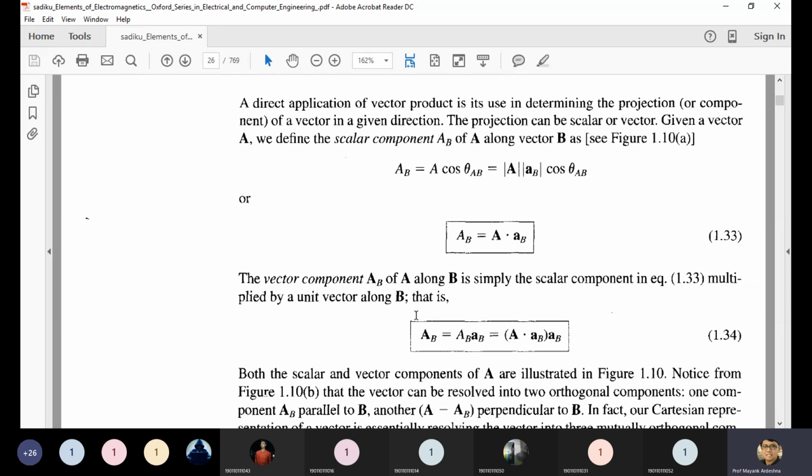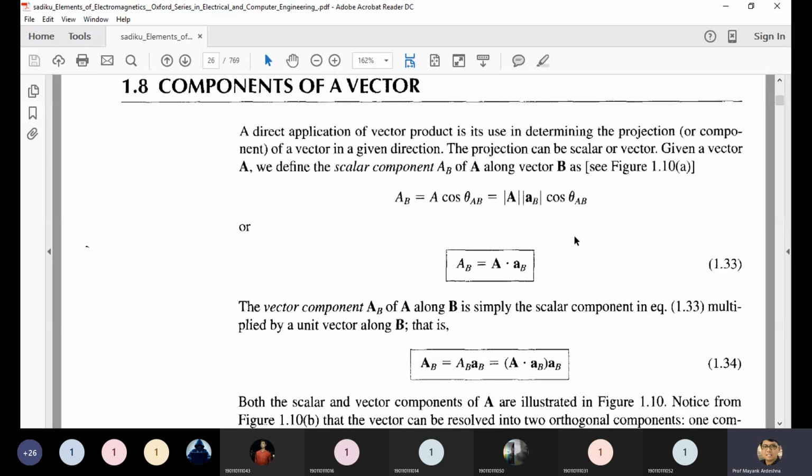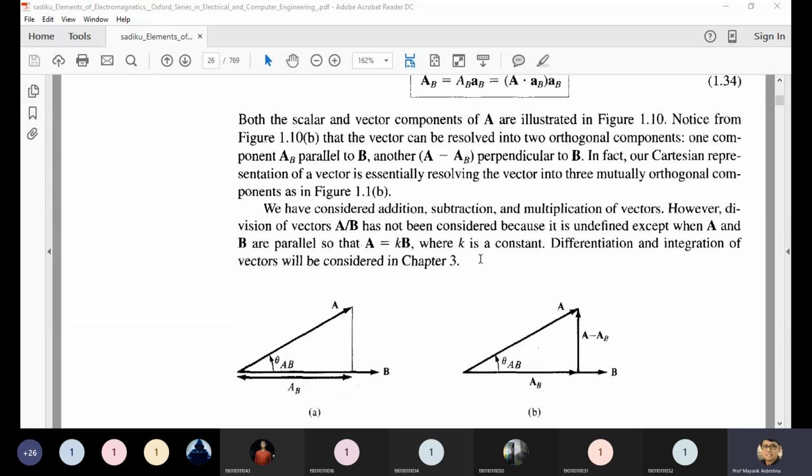Now we are interested in finding the components of a vector in some given direction. This is called the components of a vector in some specific direction. This is useful to find the projection. I hope all of you know the projection. Projection is basically what? From any vector, we are taking some distance. This is basically a projection.